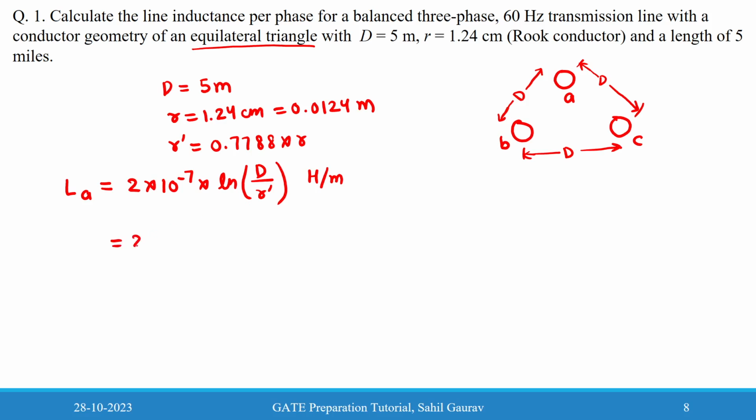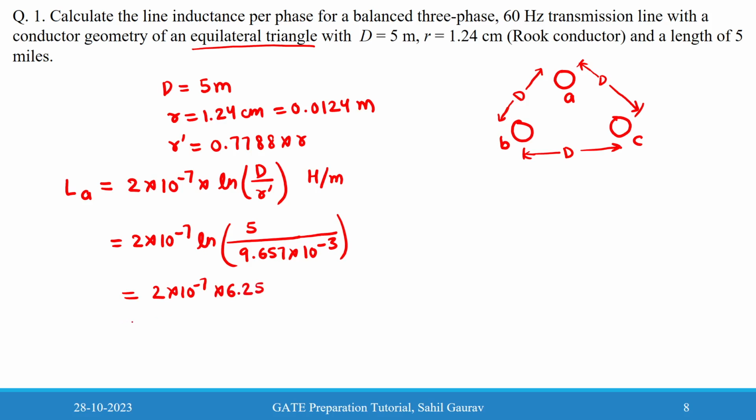So in this problem, you just have to put in the values. This d is 5, and r dash will come to 9.657 into 10 to the power minus 3. You will get 2 into 10 to the power minus 7 times ln of that, which is 6.25, that is 1.25 into 10 to the power minus 6 Henry per meter.